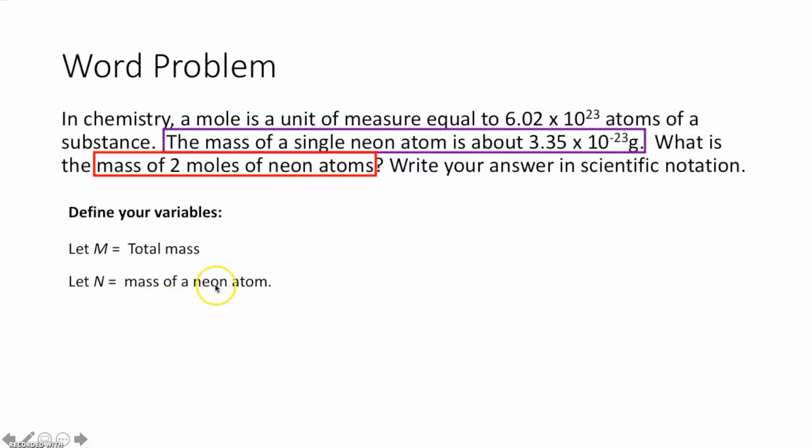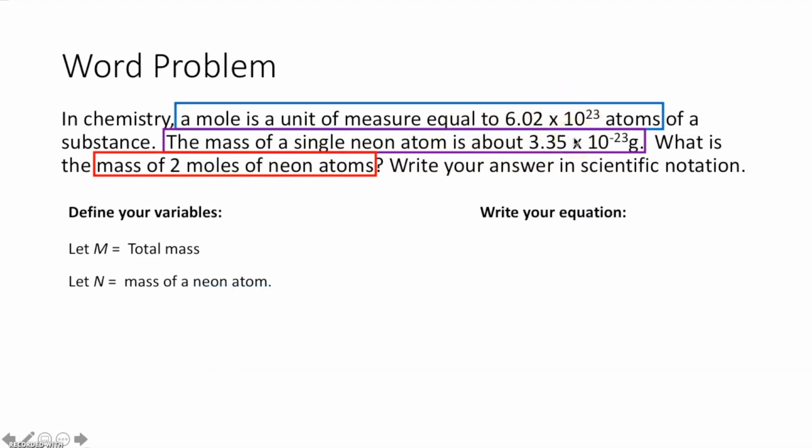So now when we want to write our equation, we need to figure out, what are we trying to find? It says, what is the mass of 2 moles of neon atoms. So our total mass, M, is going to be equal to 2 times the mass of a neon atom times a mole, right? Because we need 2 moles of neon atoms. So we're going to say M is going to be equal to 2 times a mole times our mass of a neon atom, which is N. But again, we didn't even really need N. What we can do is just take 3.35 times 10 to the negative 23rd and plug that in there.